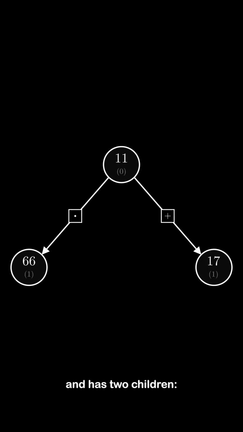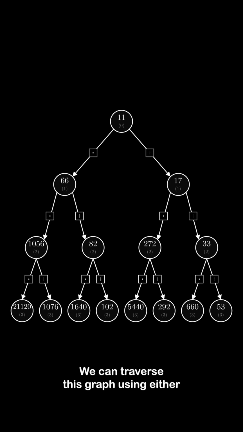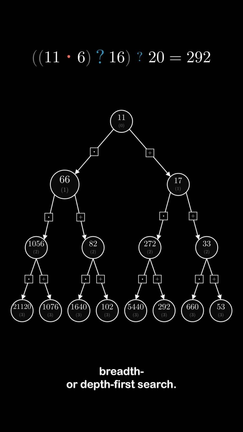A slightly smarter way is to view the problem as a graph traversal. Every node is identified by its current value as well as its index along the operand list and has 2 children, one for addition and one for multiplication. We can traverse this graph using either breadth or depth first search.